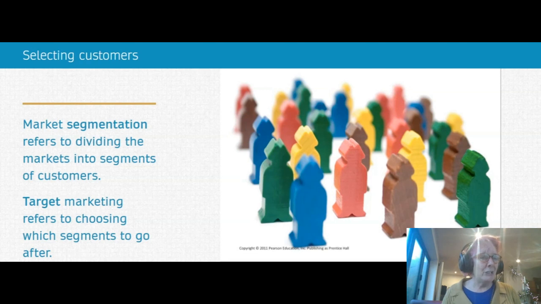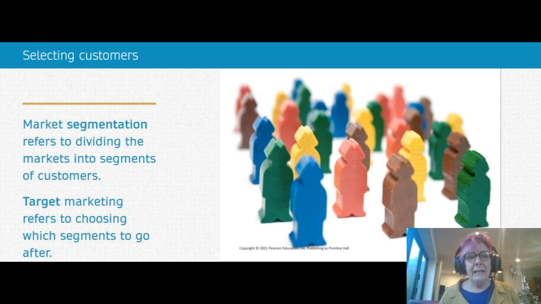That could be their age, it could be their level of income, it could be their gender, it could be the country that they live in, it could be to do with their hobbies and their interests. But the important thing is that a market segment is a group of consumers who share at least one common characteristic. So target marketing is all about choosing which segments you're going to go after.